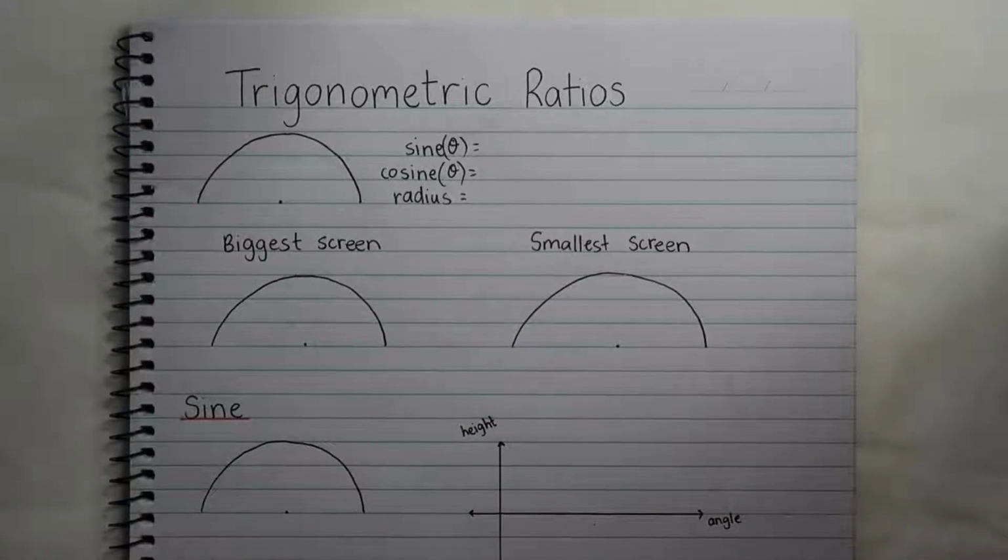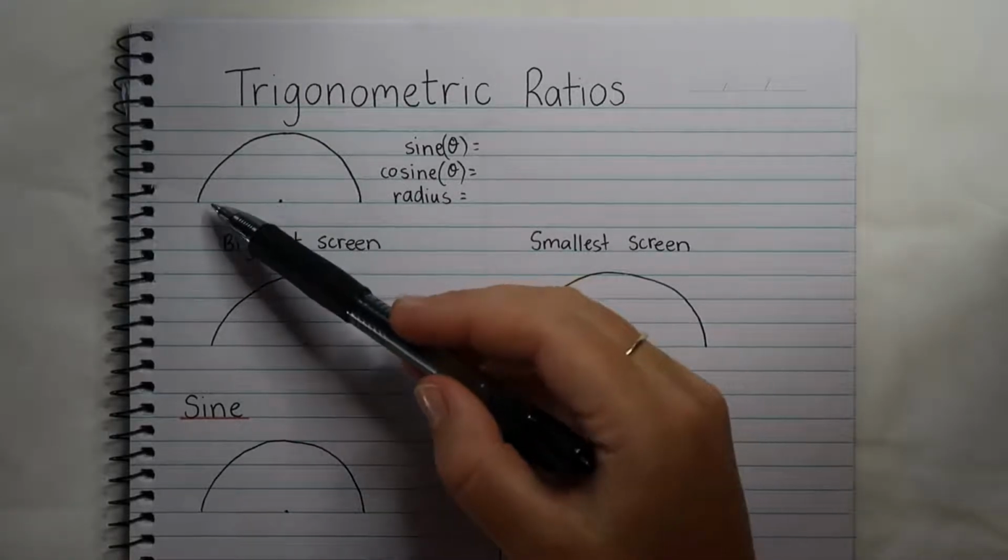This lesson is focusing on trigonometric ratios. You may have heard that trigonometric ratios relate to triangles, and while this is true, it can be easier to interpret them using circles. Let's pretend you're in the middle of a dome about to hang a screen.